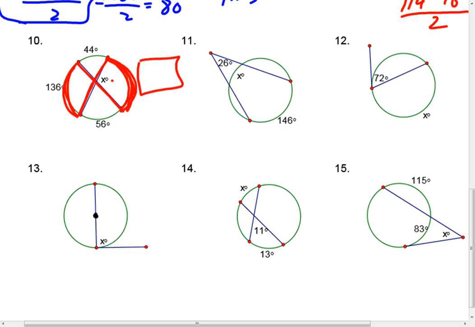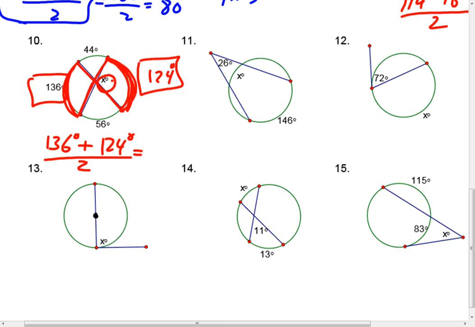What's left? That's 180, so over here would be 124. Now I can use those 2 to find the angle that's kind of inside that bow tie or that hourglass. What's the rule? This time I'm adding, finding an average of those 2. 260, 130. That is that angle.